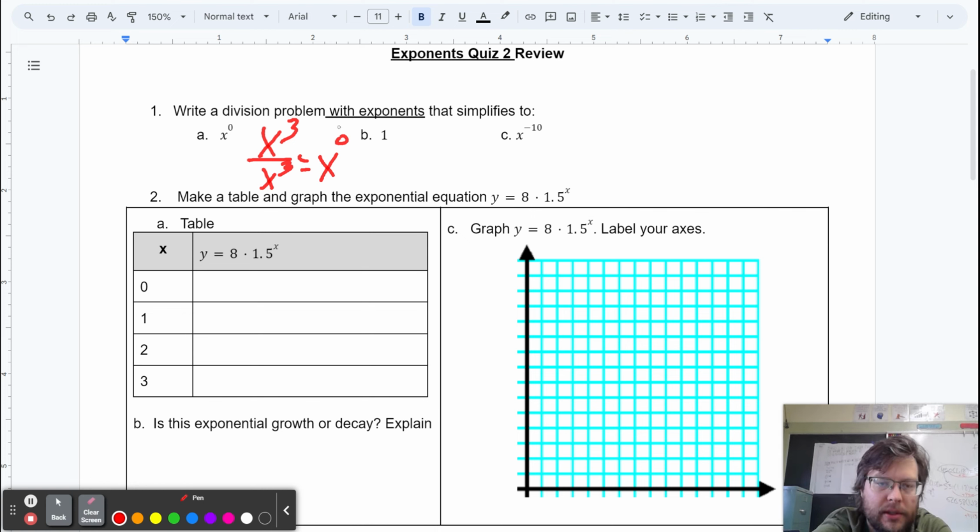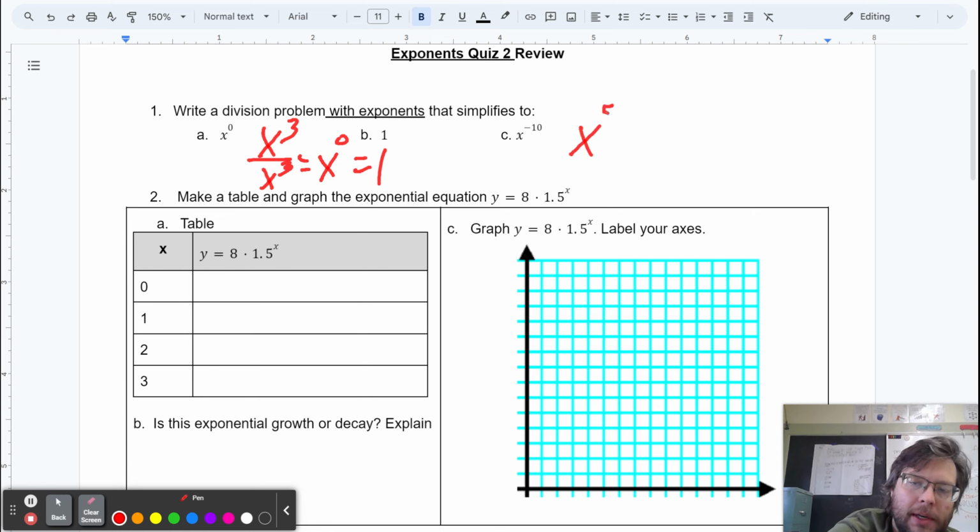But we also learned that anything divided by itself is also equal to 1. So the same answer works for both answers A and B. Anything divided by itself is 1. Anytime the exponents match, you get an exponent of 0.